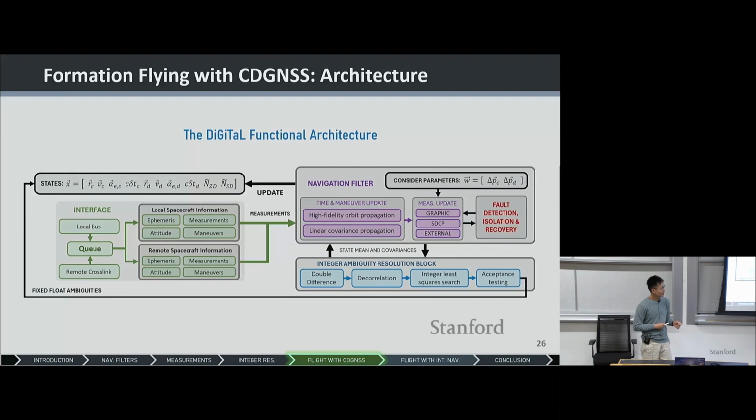This external block is a bit more researchy. We have been trying to experiment with ways to do sensor fusion. So we have left this function available for the Kalman filter to ingest additional measurements. We've recently also started doing some work on fault detection, isolation, and recovery. And this is, of course, the integer ambiguity resolution block that we talked about earlier.